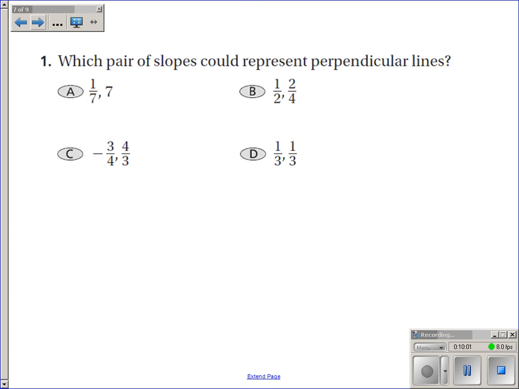Question, which pair of slopes could represent perpendicular lines? Okay, you can either multiply them together or look at the negative reciprocals. If you multiply these together, you get 1, not -1. They're also not negative reciprocals of each other. Multiply these together, you get 2 over 8, which isn't -1. Multiply these together, you get -12 over 12, or -1, and so this would be the answer. You multiply these and you get 1/9. These are actually parallel.